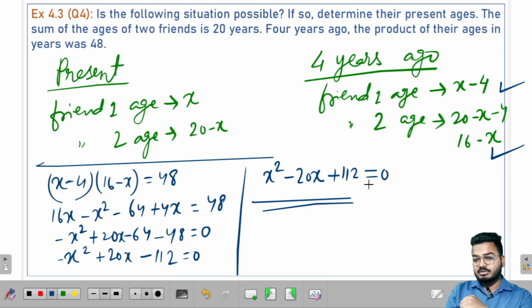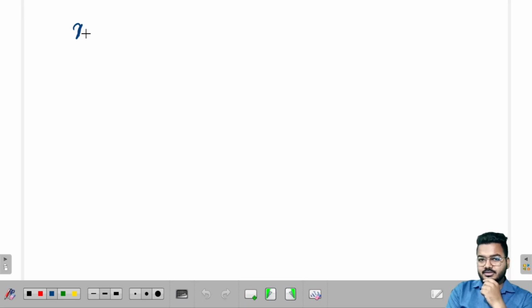Now I have to solve this quadratic equation to get the value of x, which is the age of friend 1, और जहाँ से हम लोग friend 2 का age भी निकाल सकते हैं. So the equation is x square minus 20x plus 112 is equal to 0.